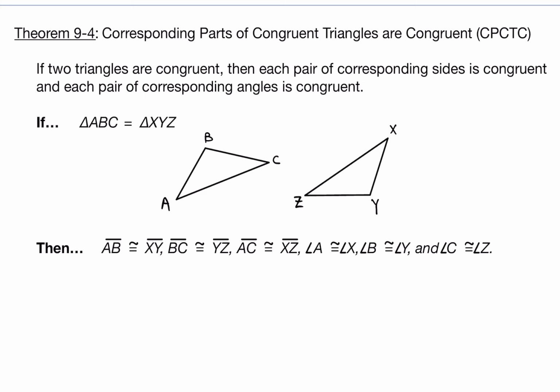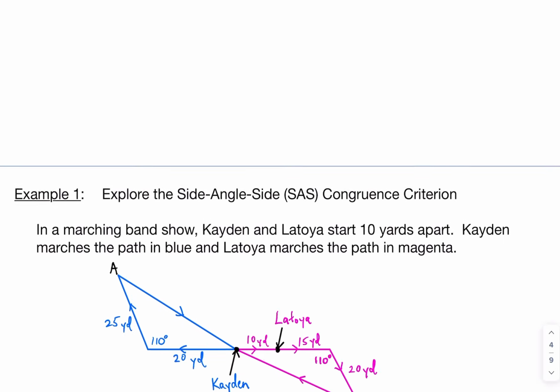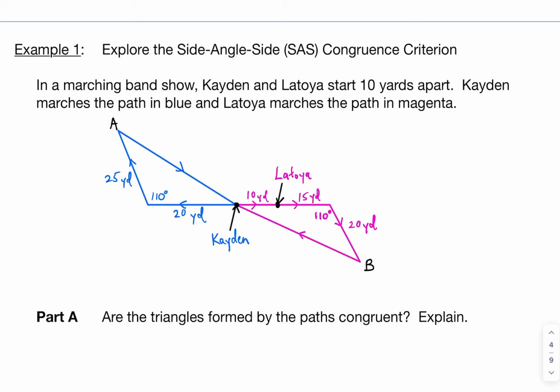So just to summarize again, if both of these triangles are congruent, meaning they're exactly the same, then each of their corresponding sides and each of their corresponding angles is also congruent. Let's go ahead and apply those to this next example.